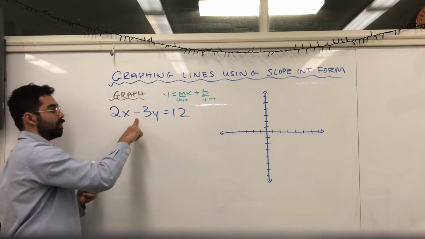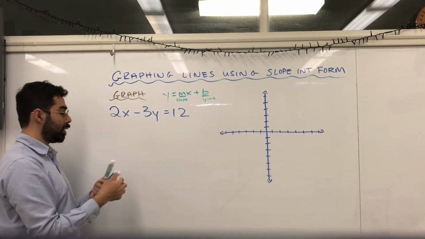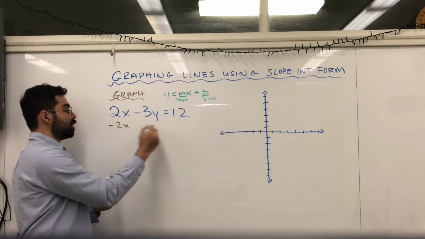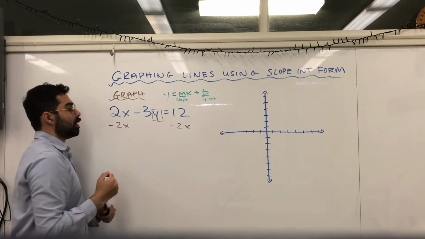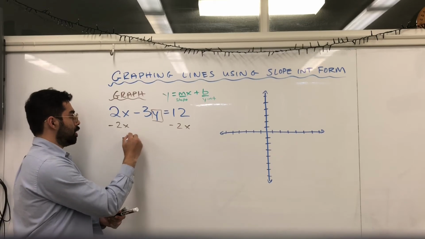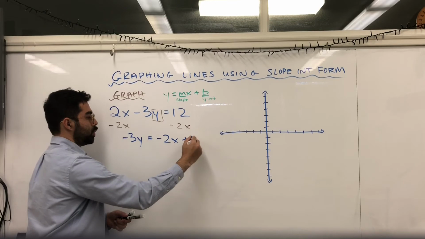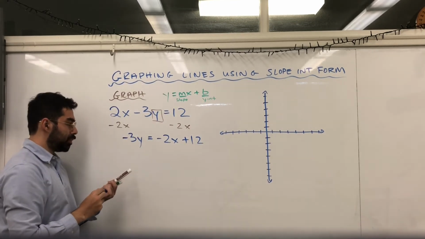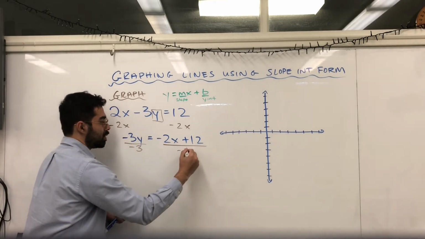Now, this obviously does not look like that because your y is not by itself. So that's going to be our next step. To get y by itself, I'm going to move 2x to the other side. I need this by itself. So that becomes negative 3y equals negative 2x plus 12. So it's sort of getting there, but I need to get rid of this negative 3. So I'm going to divide this by negative 3, which means I need to divide the other side by negative 3.